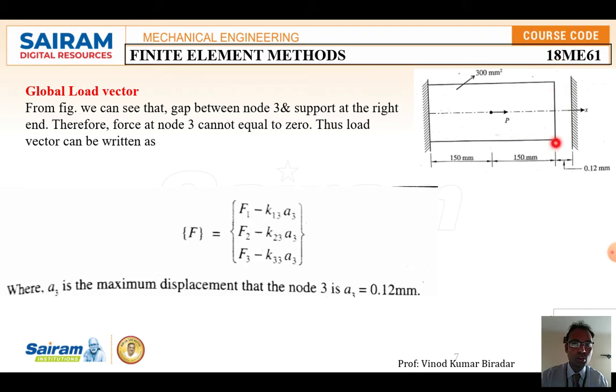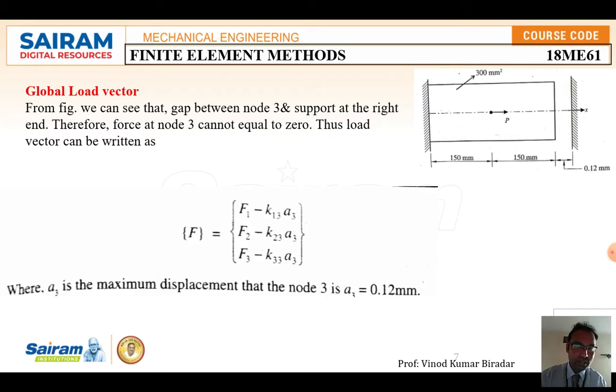So force 3 cannot be equal to 0 because here some distance is there. Thus the load vector can be written like that. So how many forces will be there? F1, F2, F3 minus K13, K23 and K33. Look, this is a 3 into 3 matrix. You just draw K11, K12, K13, and K21, K22, K23, and K31, K32, K33.